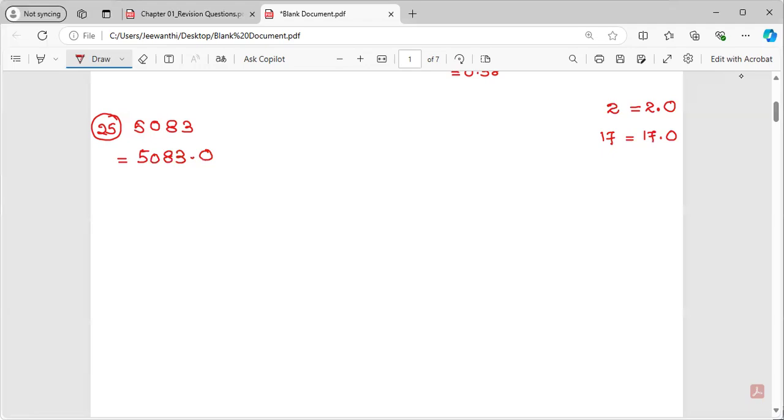5083, I can write it as 5083.0. So then I can do the relevant adjustment, to find a number between 1 and 10. So what is that number? Here 1, 2, 3, if the decimal point is here, the number is 5.083. Okay, so that is a number between 1 and 10.